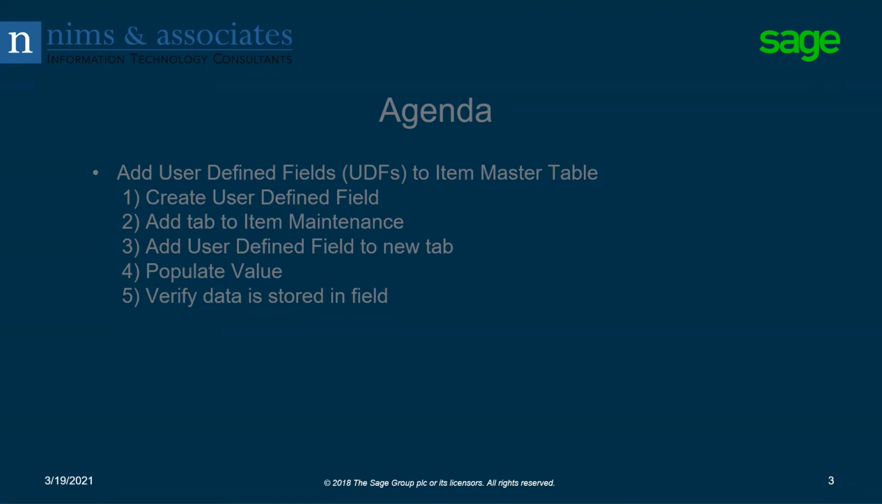So if this was a customer user-defined field, we would have added it to the customer maintenance screen. If it was a vendor user-defined field, we would have added it to the vendor maintenance screen. We added it to a new tab just because for inventory items anyway, the existing tabs are pretty busy. There's not a lot of room to add fields to those screens. We populated the value, and we made sure that it stored it by looking up the item in Business Insights Explorer.